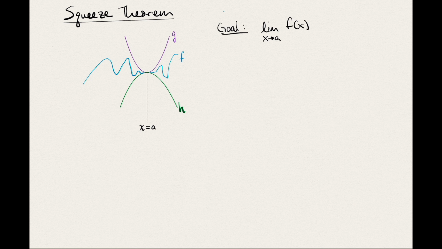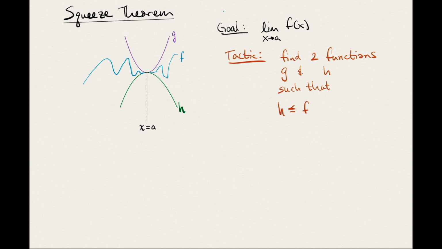So what we do is find two functions g and h such that one of the functions, in the picture I've drawn g, is above the function f, and the other function in the picture I've drawn, that's h, is below. So we'll write this in symbols. So h is below f of x, which is below g of x.